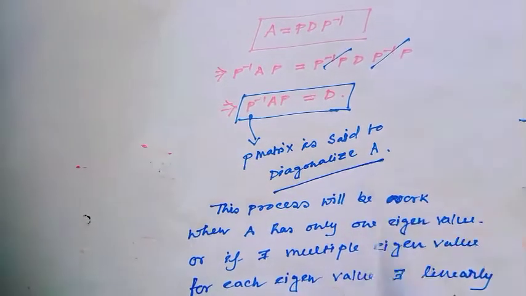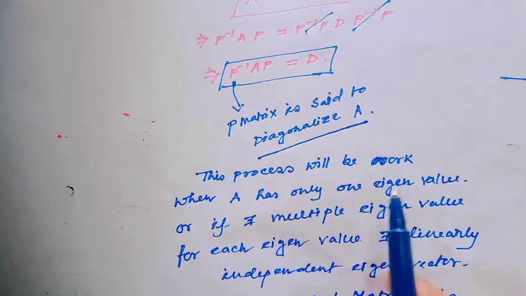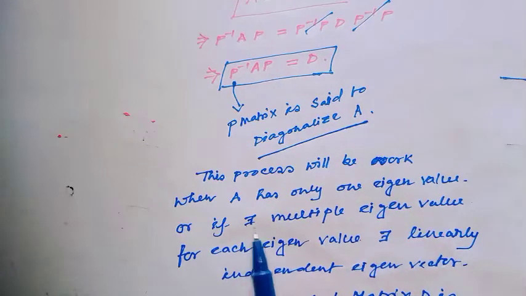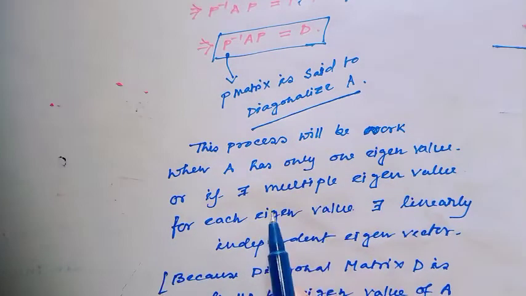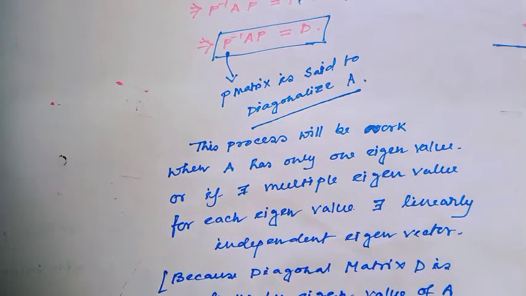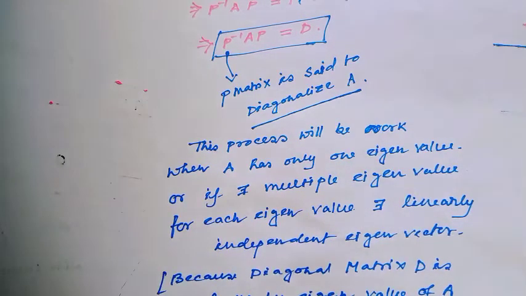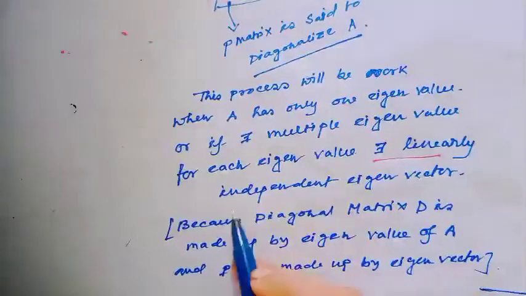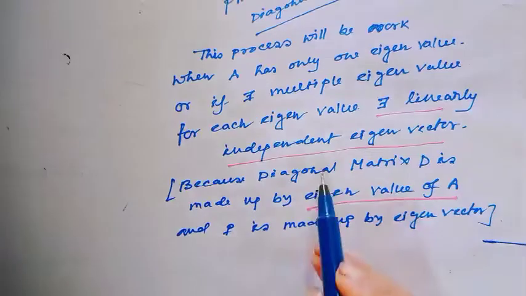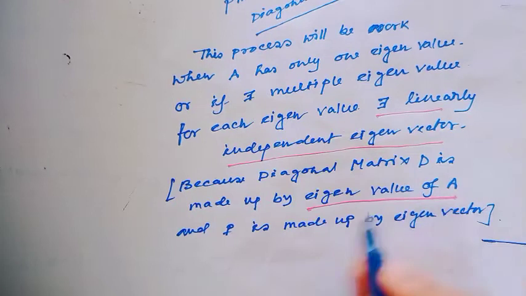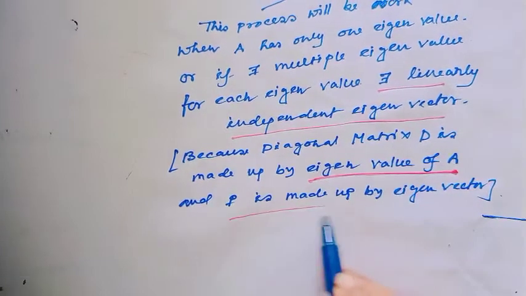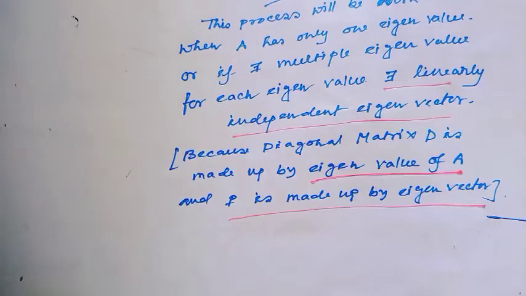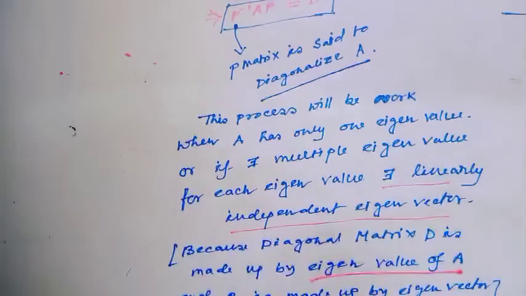And this process will work when A has only one eigenvalue, or if there exist multiple eigenvalues, but for each eigenvalue there exist linearly independent eigenvectors. Because the diagonal matrix D is made up of the eigenvalues of A and P is made up of the eigenvectors of A. Are you getting?